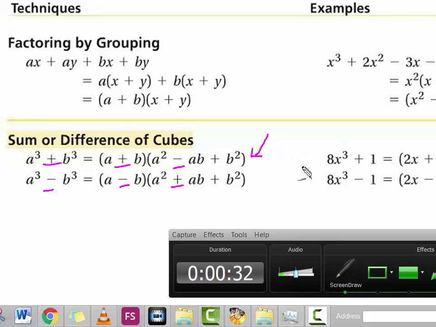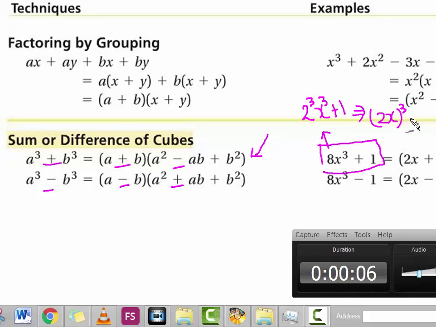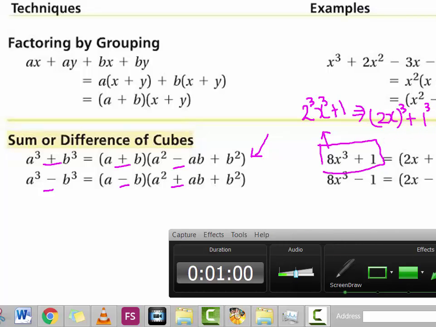But I always say they probably won't give you good numbers, just like a cubed plus b cubed. In this case, it looks a little different from the formula, but if you change it to 2 to the third power, which is equal to 8, x cubed plus 1, you can actually change it back to 2x whole cube plus 1 cube, because 1 cube is equal to 1. Now we can apply the formula.